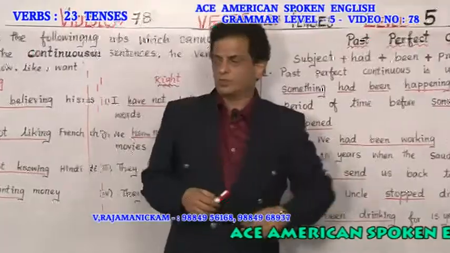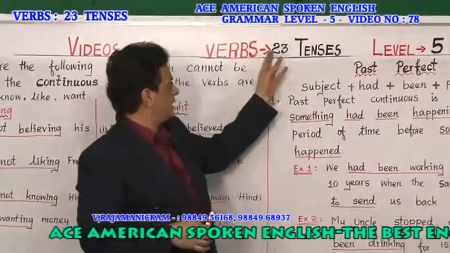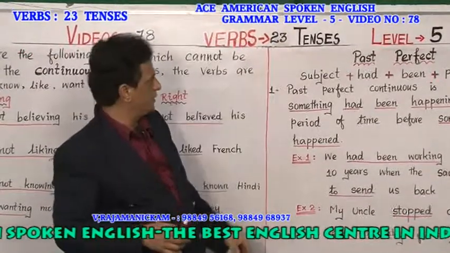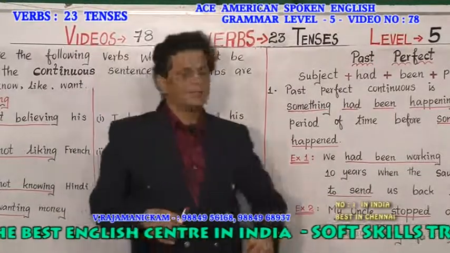Level 5 grammar book. The video number is 78 and the topic is the verb, the 23rd video on verb tenses. This is what you are going to see here.